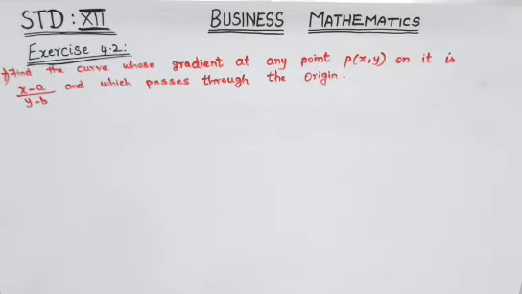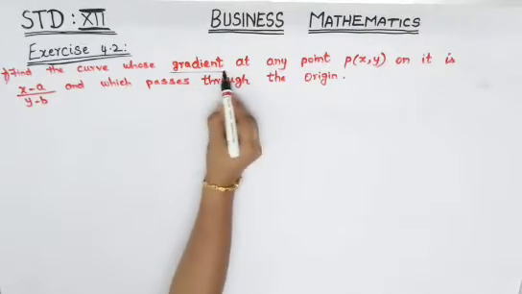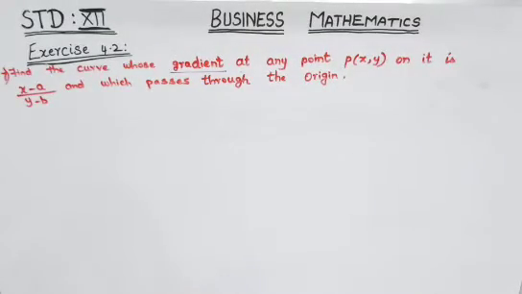Standard 12th Business Mathematics Exercise 4.2, 7th question. Find the curve whose gradient at any point P(x, y) on it is (x minus a) divided by (y minus b) and which passes through the origin. So they have given a word here, gradient. Gradient is nothing but slope.